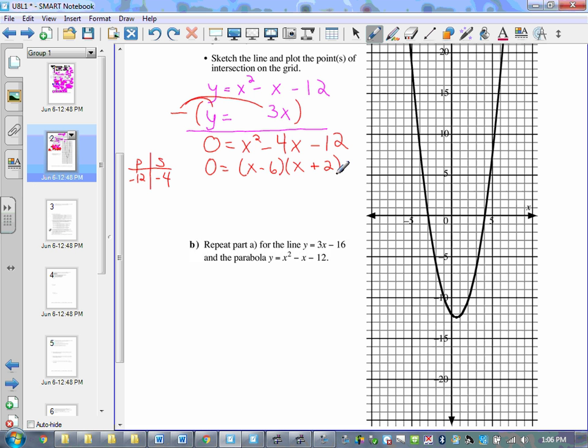Yeah, so that's our next step. So x is going to be equal to 6. If x is 6, 6 minus 6 is 0, and this factor multiplies everything to 0. And our other solution is x is negative 2.